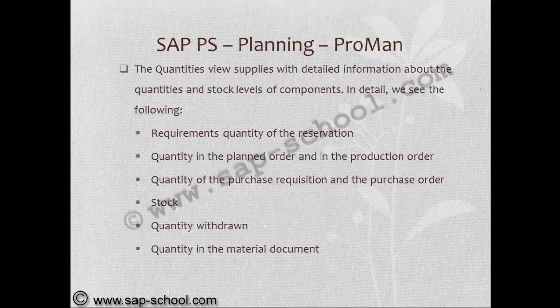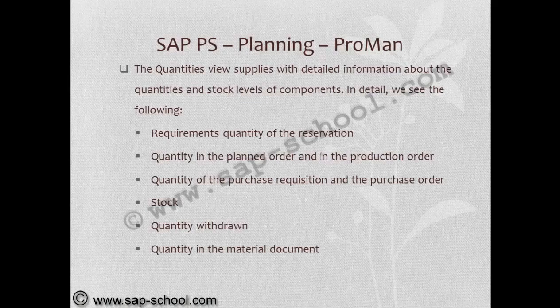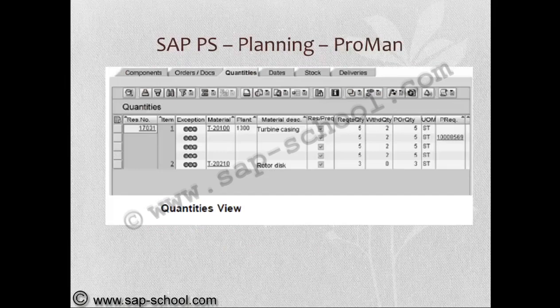The quantities view supplies detailed information about the quantities and stock levels of components: requirement quantity of the reservation, quantity in planned order and in production order, quantity of the purchase requisition and purchase order, stock, quantity withdrawn, quantity in the material document. Here we can see the quantities view, where we have the requirement quantity, withdrawal quantity, PO quantity or PR quantity, and so on.